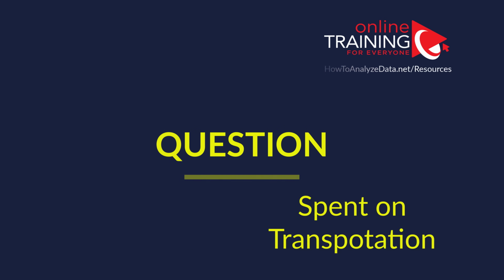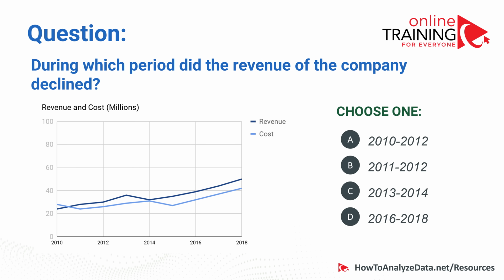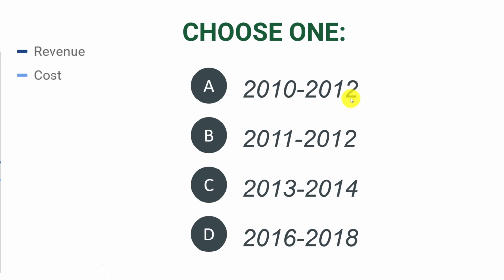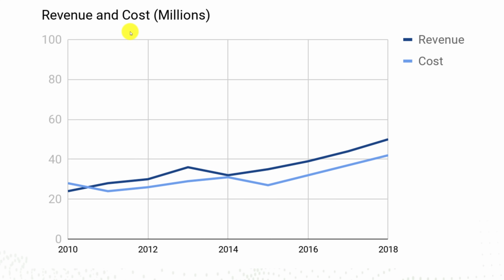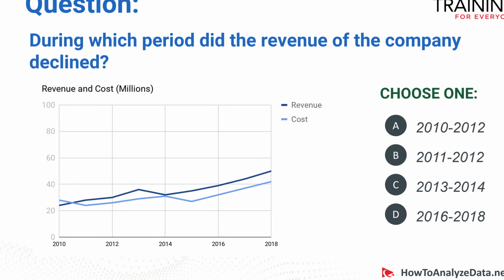Let's look at the question which tests your knowledge of charts and graphs, logical reasoning, and math reasoning. During which period did the revenue for the company decline? You have 4 periods: 2010 to 2012, 2011 to 2012, 2013 to 2014, and 2016 to 2018. And then you have a chart which represents revenues and costs. Which one do you think is the right answer here?